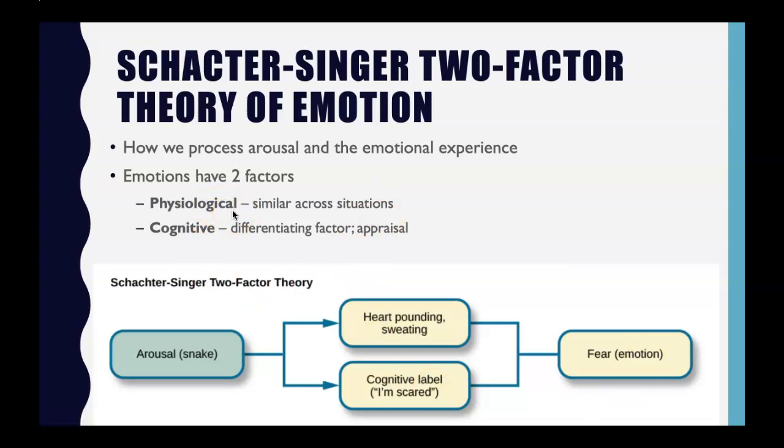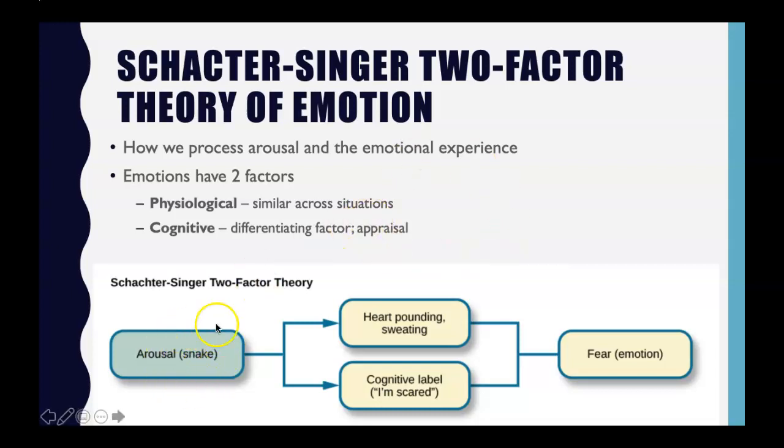This is derivative of the James-Lange theory. So it's saying that yes, we have physiological responses to certain stimuli. Yes, they will be similar, as is the case between nervousness and fear, or nervousness and sexual arousal. But there's also going to be a cognitive component. So this is the differentiating factor. This is where the person appraises that stimuli. There's a conscious cognitive component. Remember, cognitive is just a fancy word for thinking.